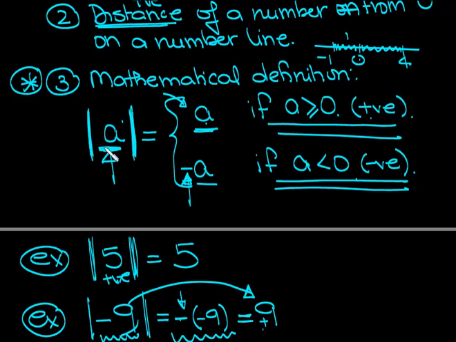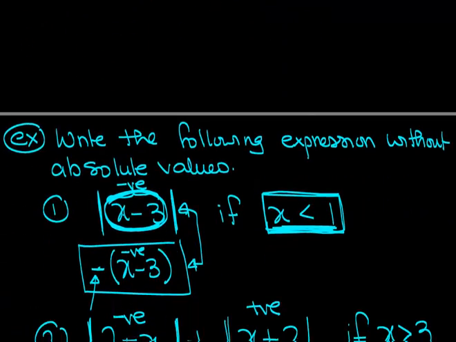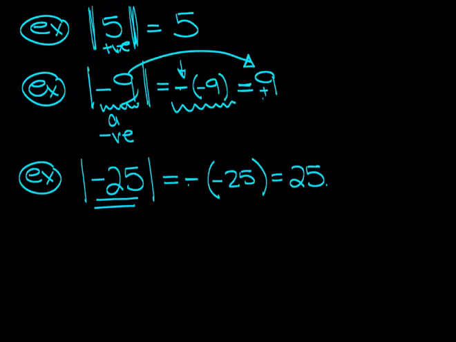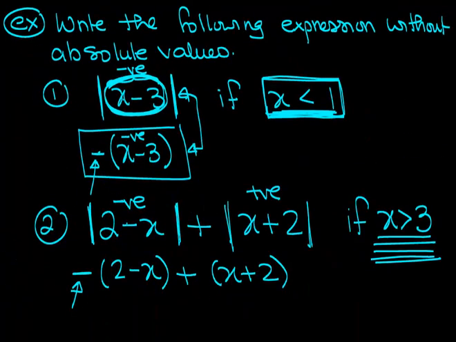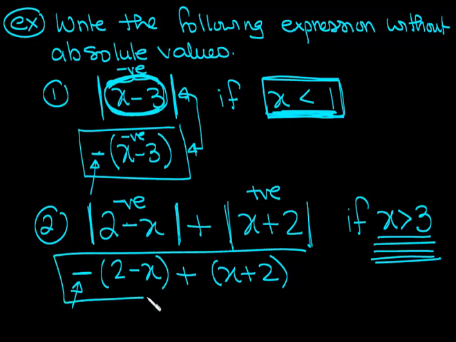But on the other hand, if a was a negative number, since a is negative, we need another negative in the front to make that whole thing positive. Okay, so that is the answer here to this problem. We wanted to write it without absolute values. We did that. We no longer have any absolute values in that problem.